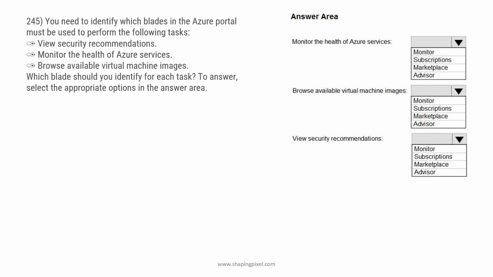Question number 245. You need to identify which blades in the Azure portal must be used to perform the following tasks: view security recommendations, monitor the health of Azure services, browse available virtual machine images. Which blade should you identify for each task? To answer, select the appropriate options in the answer area.